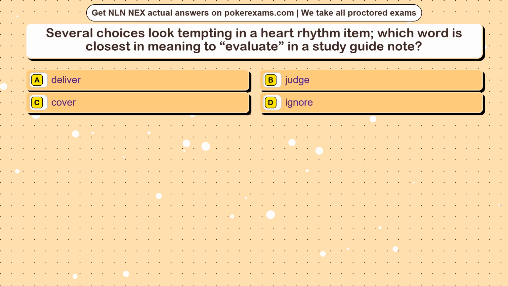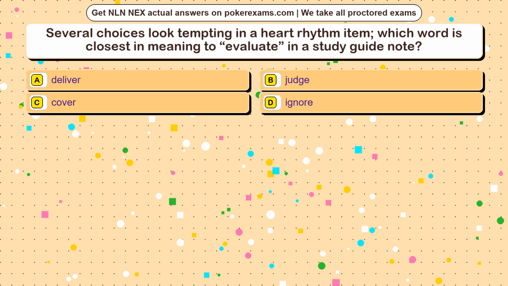Question 12. Several choices look tempting in a heart rhythm item. Which word is closest in meaning to evaluate in a study guide note? Option A, deliver. Option B, judge. Option C, cover. Option D, ignore.